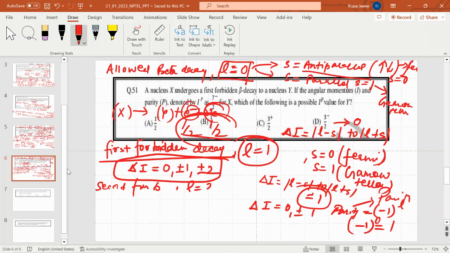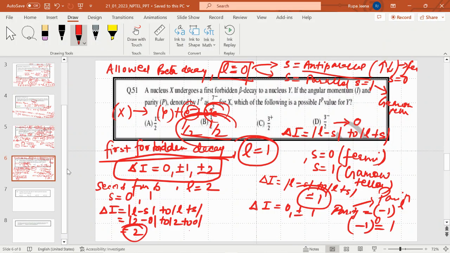L is equal to 2 and S is either 0 or 1. Take this case when S is 0. When S is 0, we have 2 minus 0, 2, 2 plus 0. So one value is 2 that is coming. Now take the other case when S is equal to 1.